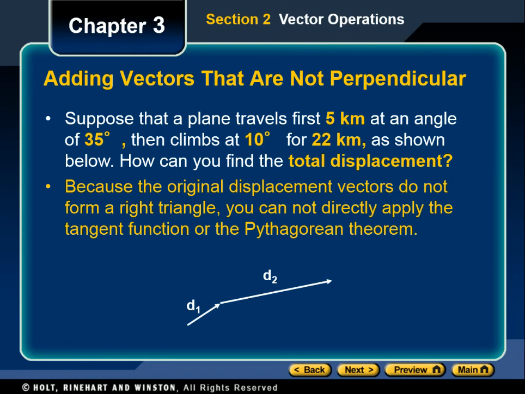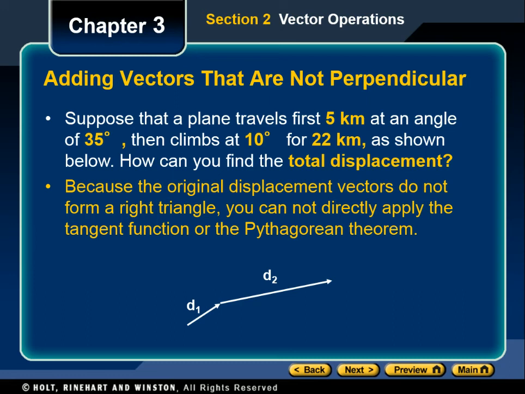Adding vectors that are not perpendicular. Until this point, the vector addition problems concerned vectors that are perpendicular to one another. However, many objects move in one direction and then turn at an angle before continuing their motion. Suppose that an airplane initially travels 5 kilometers at an angle of 35 degrees to the ground, then climbs at only 10 degrees relative to the ground for 22 kilometers. How can you determine the magnitude and direction for the vector denoting the total displacement of the plane?